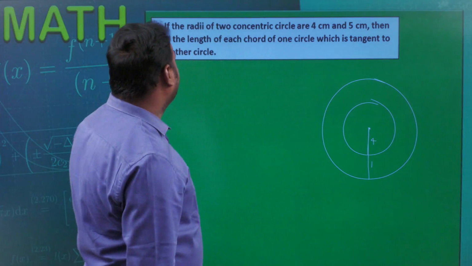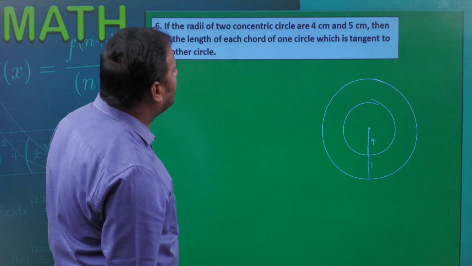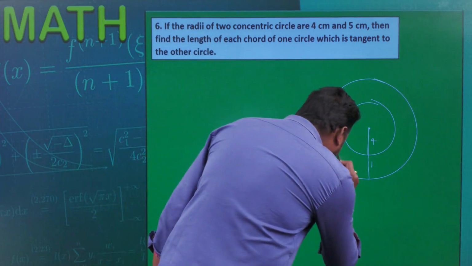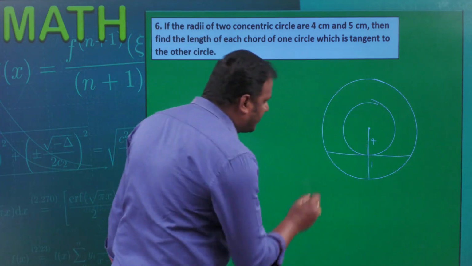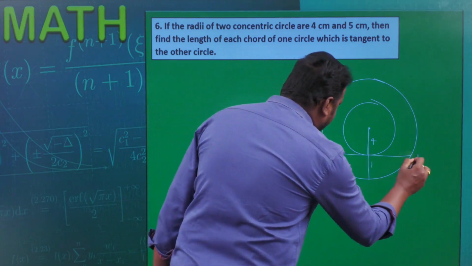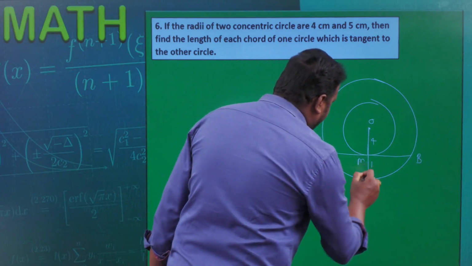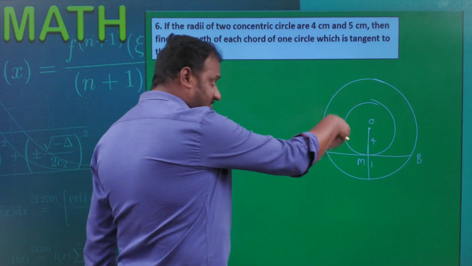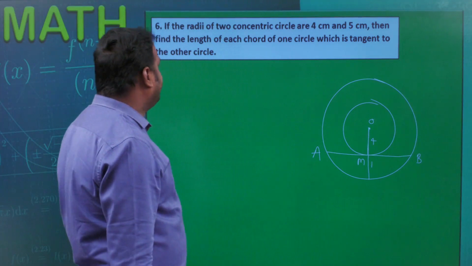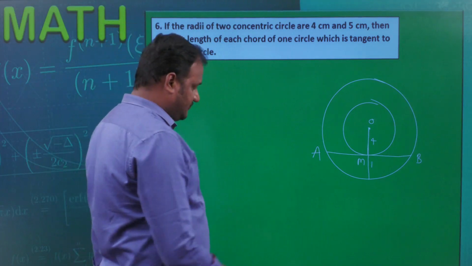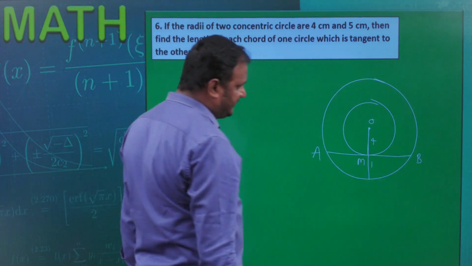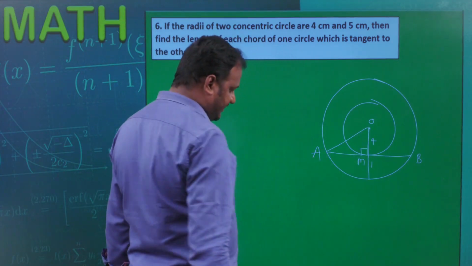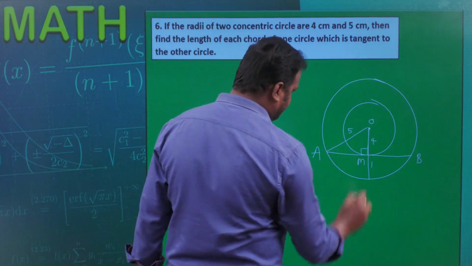Right? So then find the length of each chord of one circle which is tangent to the other circle. So if you draw a tangent, this is the chord of the bigger circle, let it be AB, and AB is the tangent to the smaller circle. So you are going to find the length of chord. What is the length of this chord? In order to find the length of the chord, you know, radius is perpendicular to the tangent. This is the radius of the bigger circle. It was given 5 centimeters.